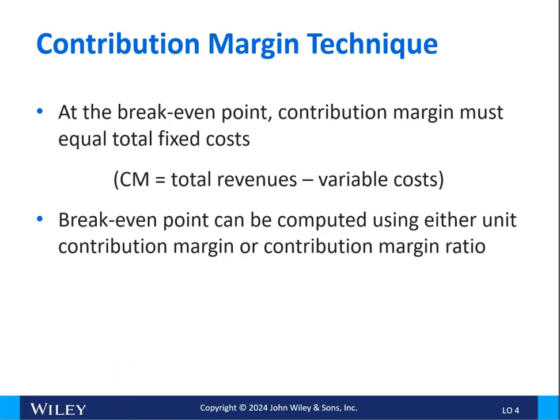If we use the contribution margin technique, at the break-even point, contribution margin must equal total fixed cost. So our contribution margin, remember, is total revenues minus variable costs. If we set that equal to our fixed costs, we can get our break-even point. The break-even point can be computed using either unit contribution margin or contribution margin ratio.